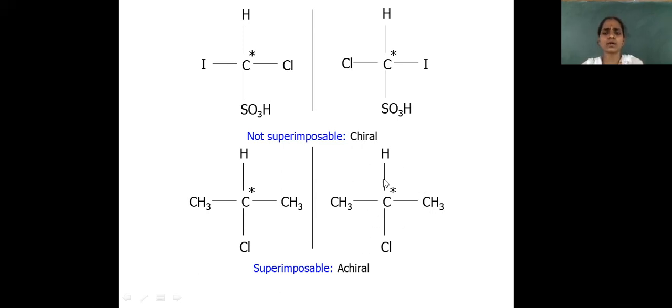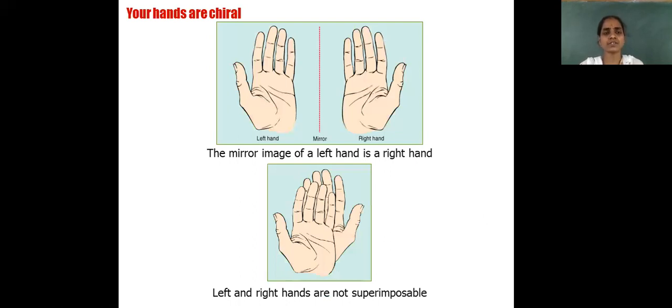So four different groups are not there here. So, achiral carbon: that is superimposable, and chiral is non-superimposable. So chiral is non-superimposable and achiral is superimposable. The best natural chirality is showing in our hand only.